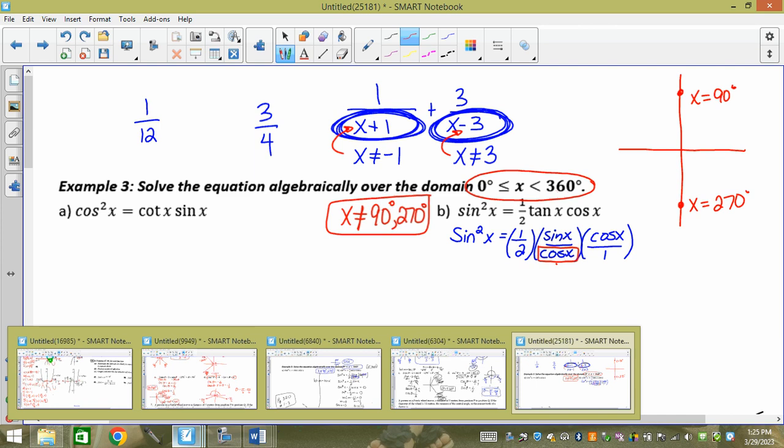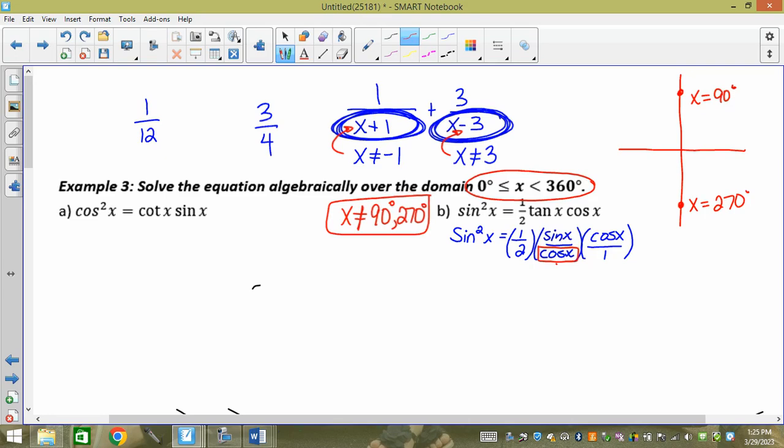Because if I put in 90 or 270 right here, this step is done. I can't do step 2, 3, 4, 5, 6, whatever there is. So I state my non-permissible values, and then I can cancel. You always state your restrictions, or the values that are not allowed, before you cancel. Because if they were a problem at any point in time, they're a problem throughout the whole question. Okay, so we stated them, we can move on. Now this cancels off and this cancels off, and I'm left with sine squared x equals 1/2 sine x.